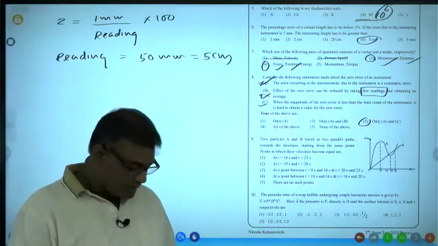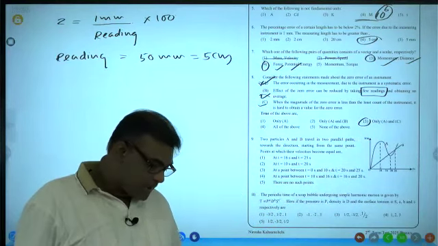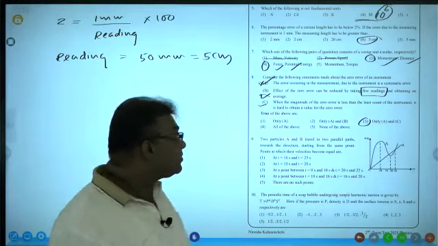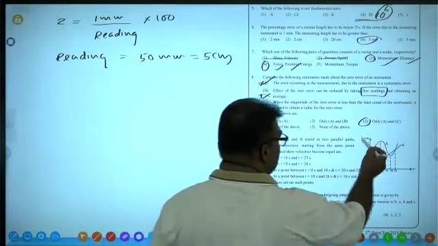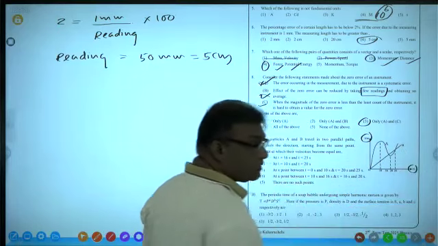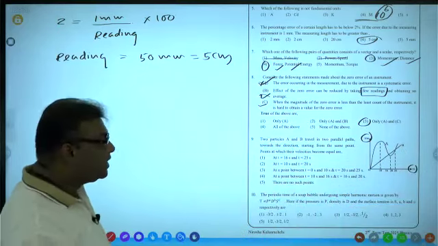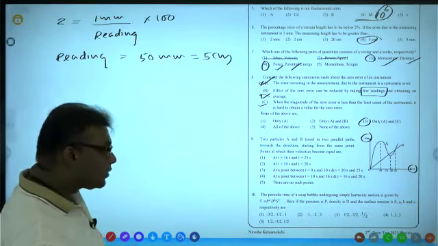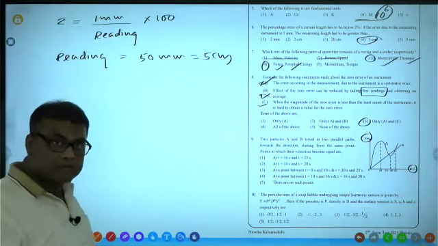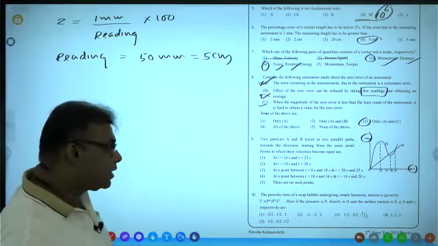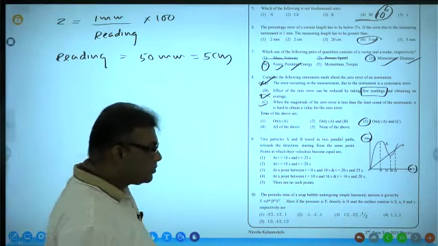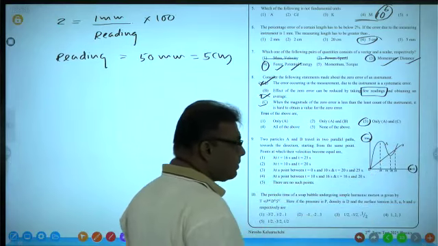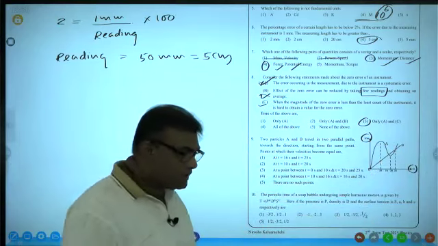Find the point at which their velocities become equal. It is a displacement-time graph, right? So for equal velocities, velocity is the gradient of the graph. Velocity is the gradient of the graph in a displacement-time graph. Can you identify which one has the constant gradient? B part has a constant gradient.